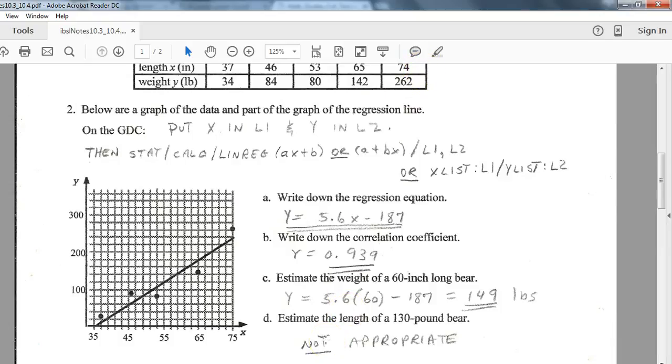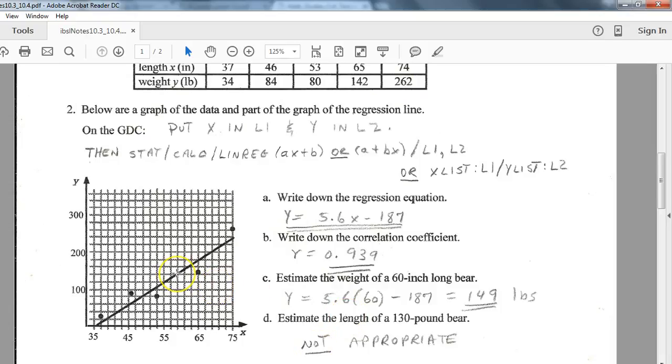You can still estimate the length. If this were a question on an IB test, you would still sub in 130 and you still give an answer, but they're going to ask you, is that an appropriate answer? And then you would say, no, it's not, because 130 is outside the range of my data. Notice it is based on the X that you sub in. It is not based on the Y result that you get. It's based on the X that you're using.